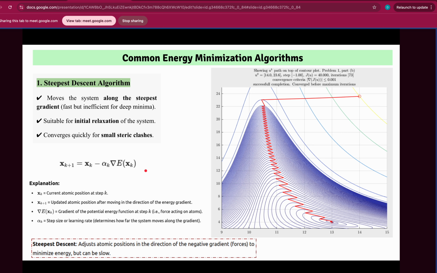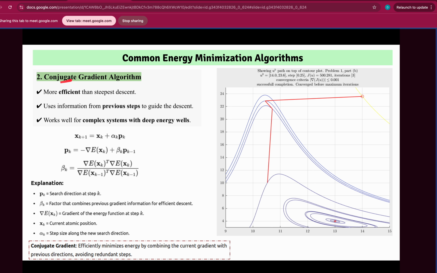So this will help us determine in which direction we need to take the step forward, whether we need to proceed with the xk plus 1 step or take a step in some other direction. This is known as steepest descent. And one more thing is that it adjusts the atomic positions in the direction of the negative gradient to minimize energy, but it can be slow. It's known as steepest descent because it moves in the direction of the negative gradient. So it will move towards the direction where my energy gradient is decreasing and not uphill. It will always move downhill.